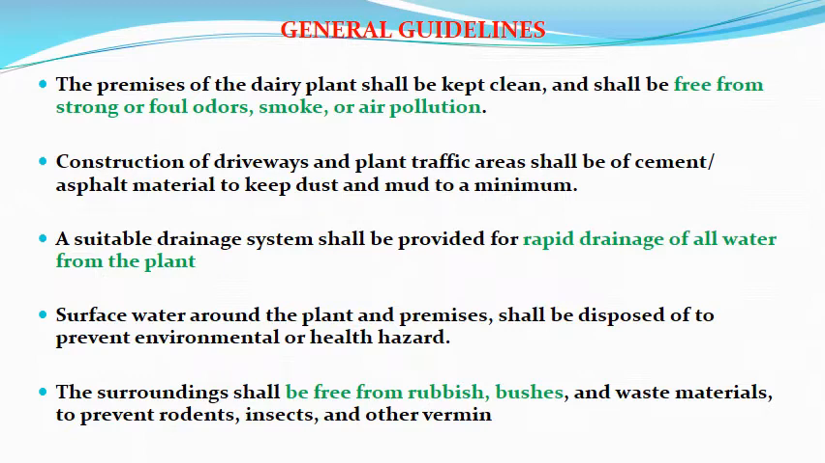Then construction of driveways and planned traffic areas shall be of cement or asphalt material to keep dust and mud to a minimum. A suitable drainage system shall be provided for rapid drainage of all water from the plant. Otherwise, there will be water stagnation nearby and that will cause the problem of different kinds of insects breeding, etc. Surface water around the plant and premises shall be disposed of to prevent environmental or health hazards. So there should not be any water around the plant. That should go away quickly for better environment and health. The surroundings shall be free from rubbish, bushes and waste materials to prevent rodents, insects and other vermin. So this will invite all kinds of rodents and they will come inside the plant and cause different kinds of hazards. So this is a general requirement around the dairy plant for better hygienic condition inside the dairy plant.